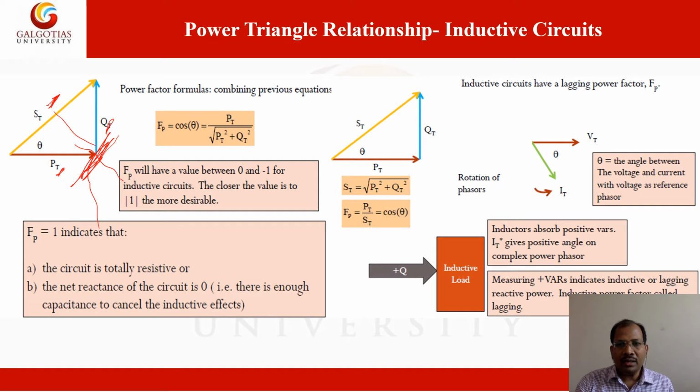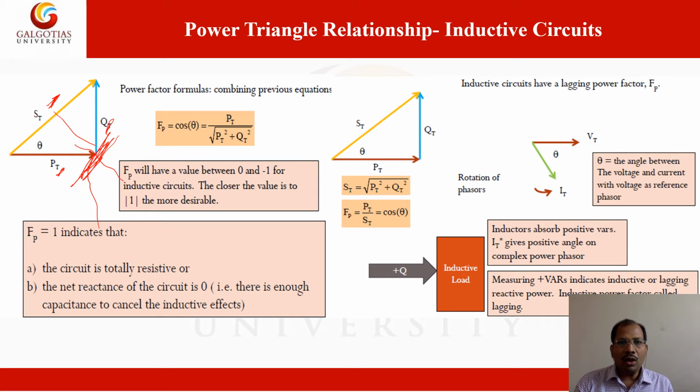It absorbs the reactive power from the grid. So inductors absorb the reactive power, because the current flowing through the inductor gives the positive angle on the complex power phasor. You can see this gives the positive phasor. So measuring positive VAR indicates inductive or lagging reactive power. If we are measuring this, we can say that reactive power is the lagging case.